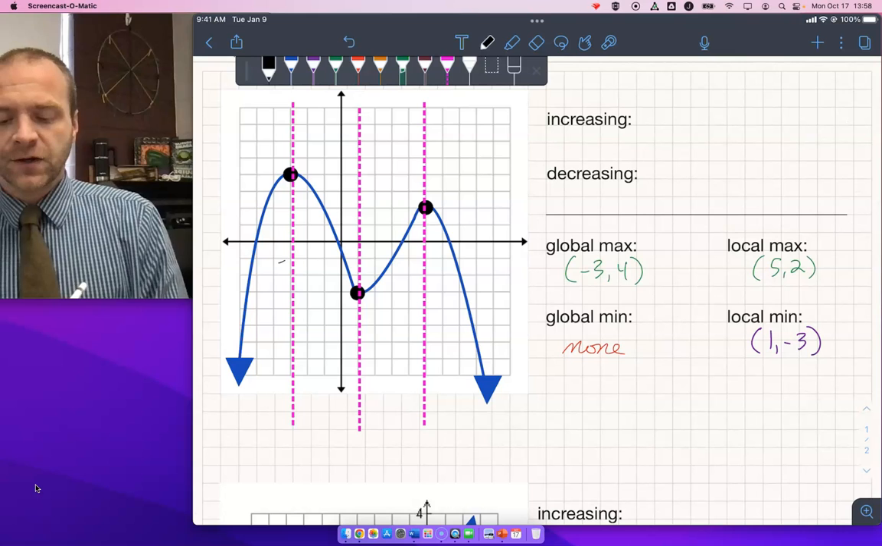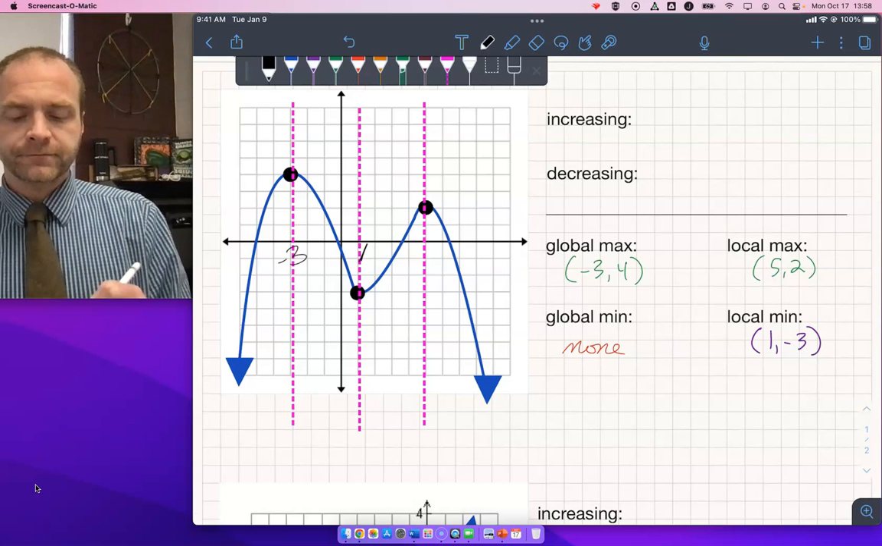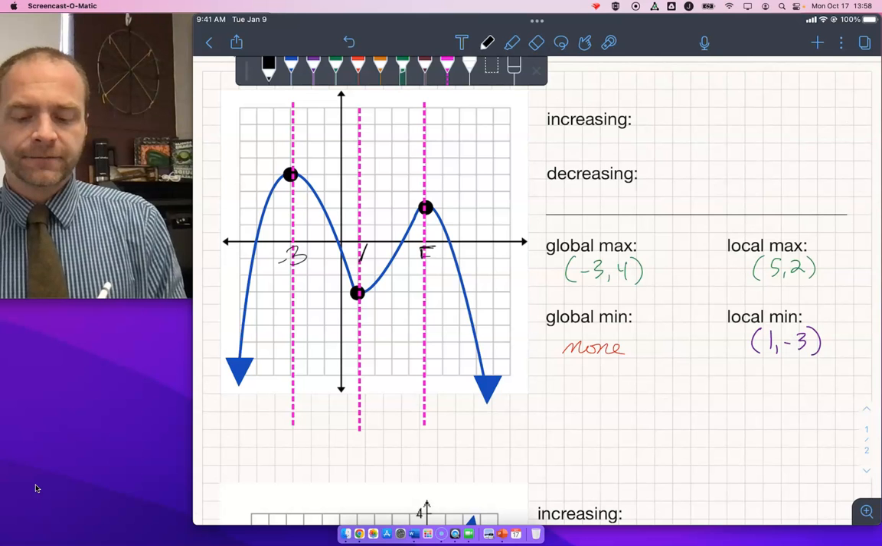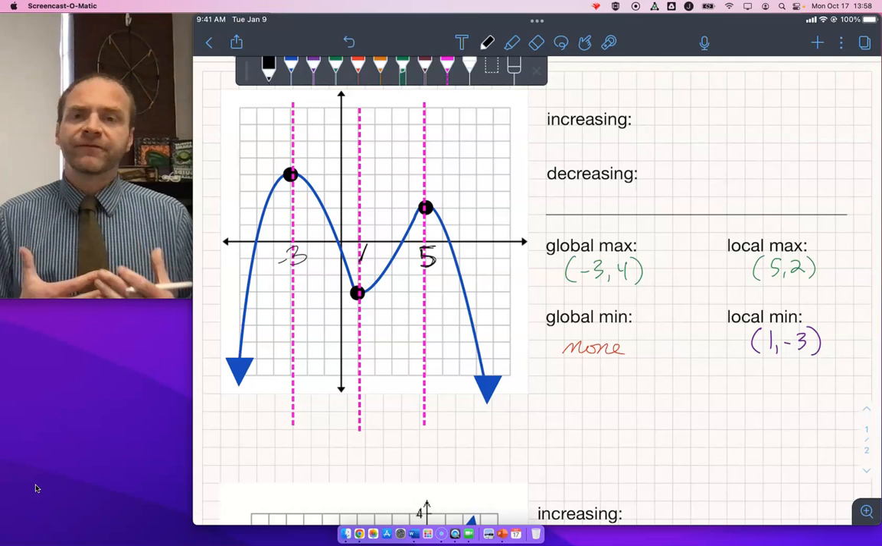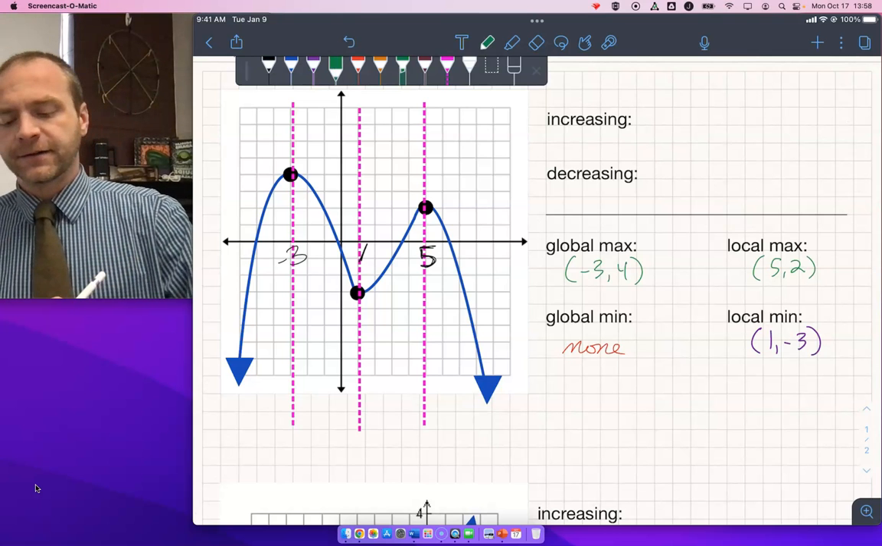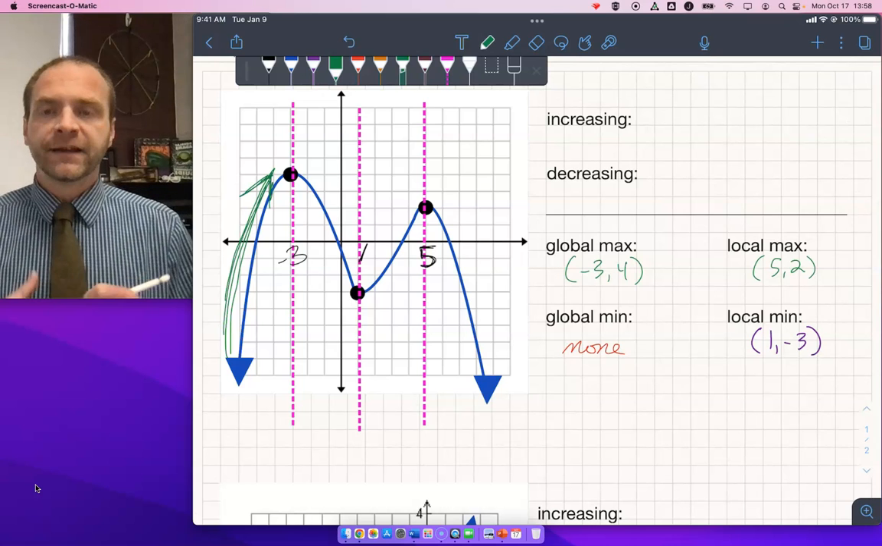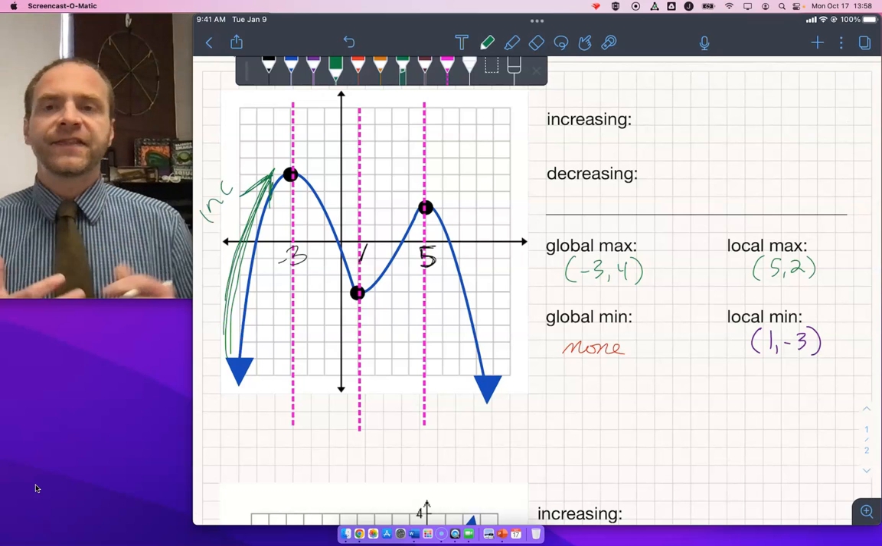In this case, it goes through -3 there, it goes through 1 here, and it goes through 5 here. So the problem I'm going to figure out is where am I increasing or decreasing? Well, if I take a look, the graph is going up here. It is increasing on that area.